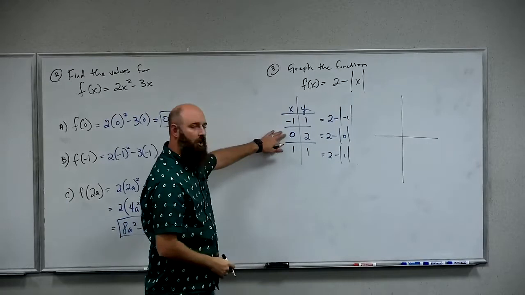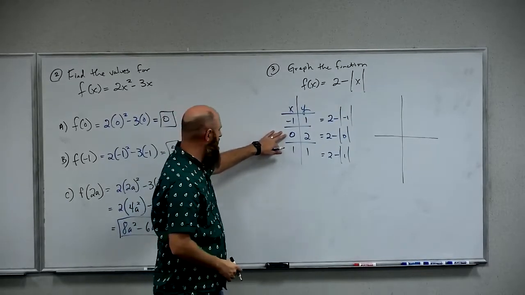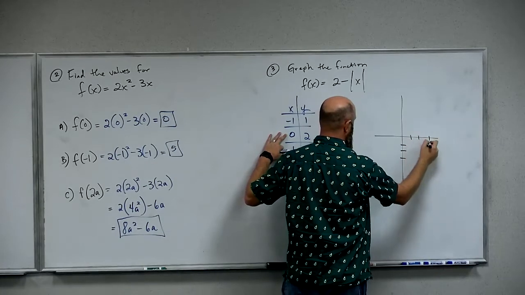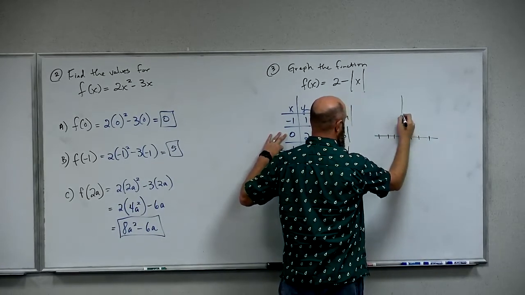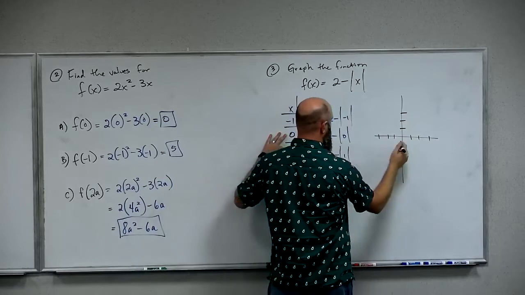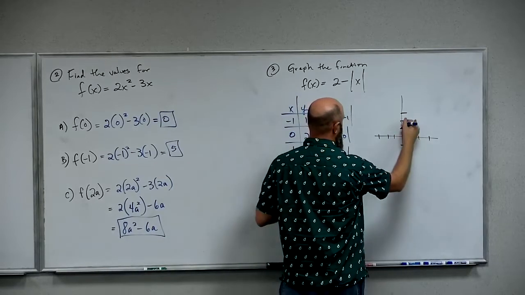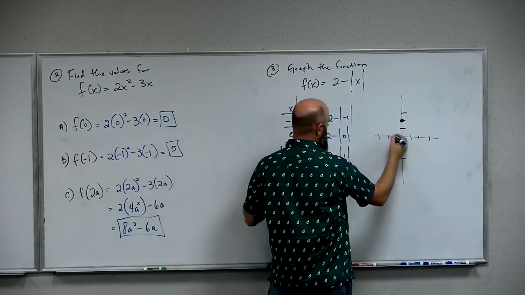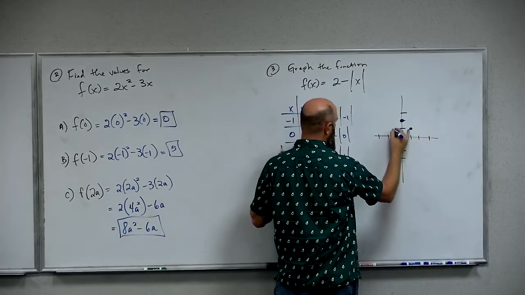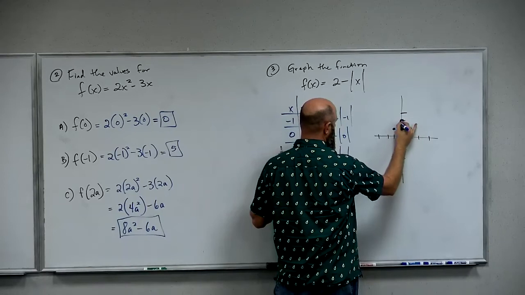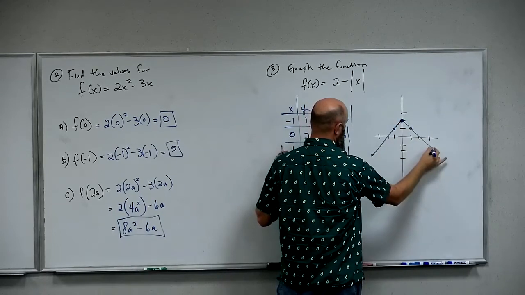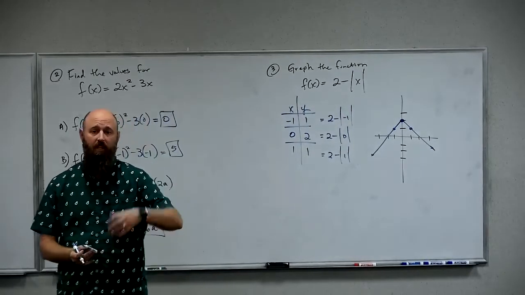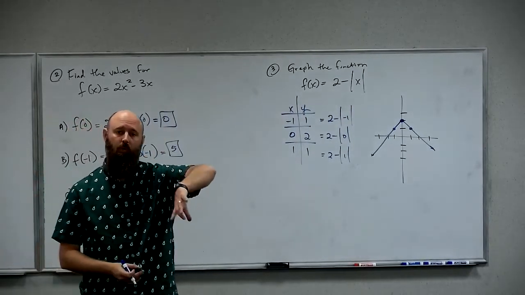So remember, we always start here in the middle with absolute value. And so I got to put my lines there. So 0, 2. And then we can plot the others. So 1, 1, and -1, 1. And then there's our graph. It still is that V shape, even though the V is flipped upside down with those.